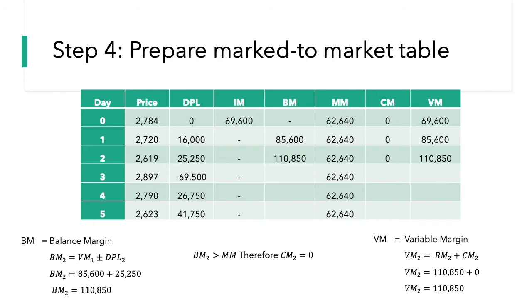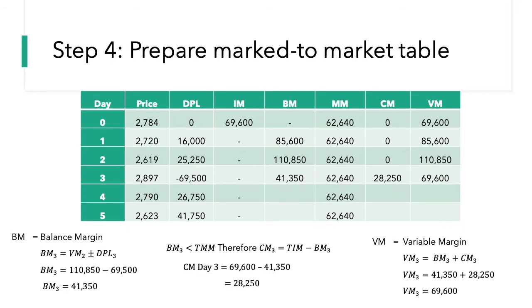So how much call margin you need to pay? The formula for call margin is total initial margin minus balance margin day 3. So in this case, total initial margin, if we refer to the column, initial margin is 69,600, minus balance margin day 3, which is 41,350. So your call margin for day 3 is 28,250 ringgit. Next, you can calculate variable margin for day 3. The formula is balance margin day 3, which is 41,350, plus call margin day 3, which is 28,250. So variable margin day 3 is 69,600.